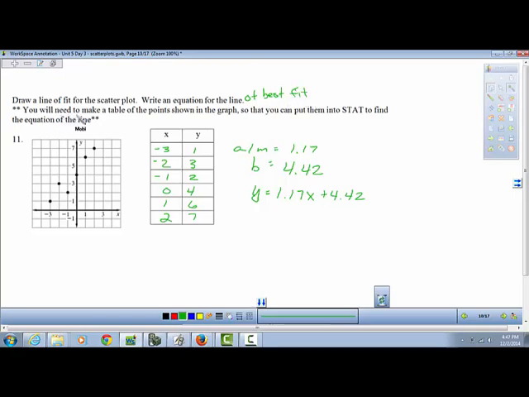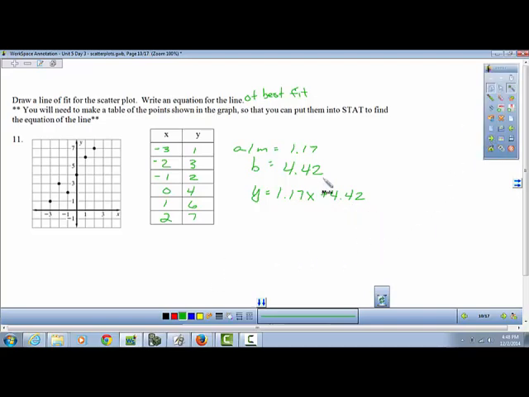Okay. You will need to make a table of the points shown in the graph so that you can put them into the stat to find the equation of the line. So you just go over here, -3, 1, that's your first point. And then we're going to go to -2, 3, then we have -1, 2, 0, 4, and so on. And then you put these into your L1 and L2, and then you do your calc on your stat button. So you should get the equation y equals 1.17x plus 4.42. That's the equation for your line of best fit.